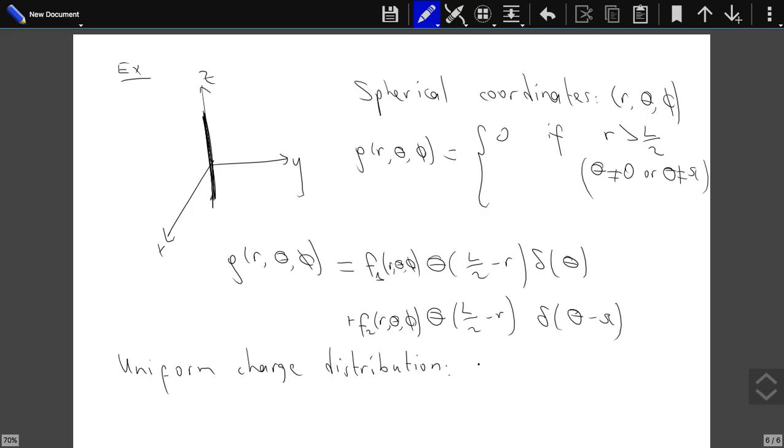Which basically tells me that F1 and F2 are both constants. They don't depend on r or phi. In fact, they cannot even depend on phi, because at theta equal to 0 and theta equal to pi over 2, phi is not really well defined. And this Dirac delta of theta just tells me that theta also has a fixed value. They can only depend on r. And if the charge is uniformly distributed, they don't even have that r dependence.